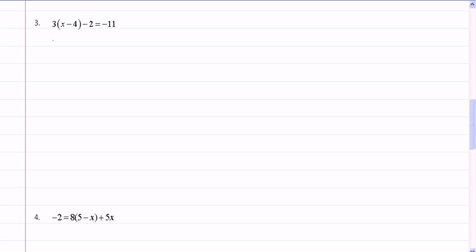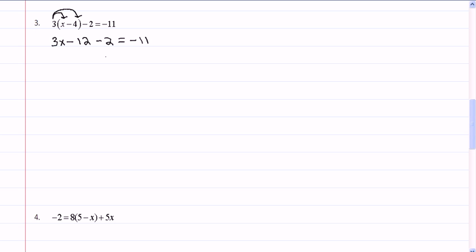So for number 3, I have 3 times x minus 4 inside parentheses. Outside parentheses I have minus 2, equals -11. So starting with step 1, the 3 gets multiplied by both terms inside the parentheses. So I have 3 times x is 3x, and then 3 times -4 is -12. The -2 stays the same, equals -11.